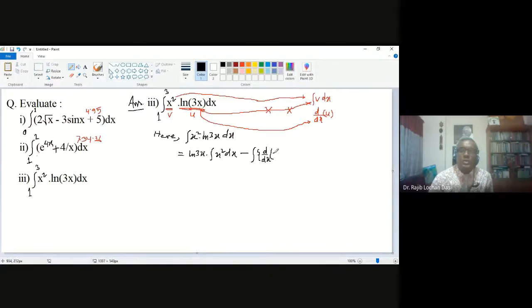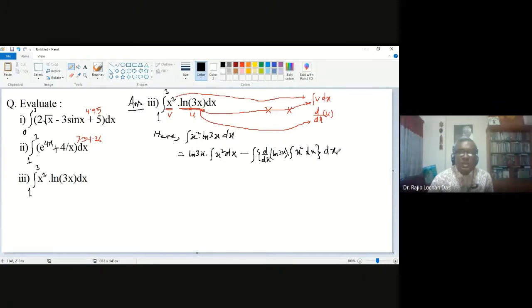So you will write d/dx of x square in this case, and then integration. No, not d/dx of x square, d/dx of ln 3x. So you write the u part here, it will be ln 3x. Correct. So d/dx of ln 3x you write here, and then close the bracket, and then move to the integration part. That is the x square dx part. So close the bracket here and then put another dx.